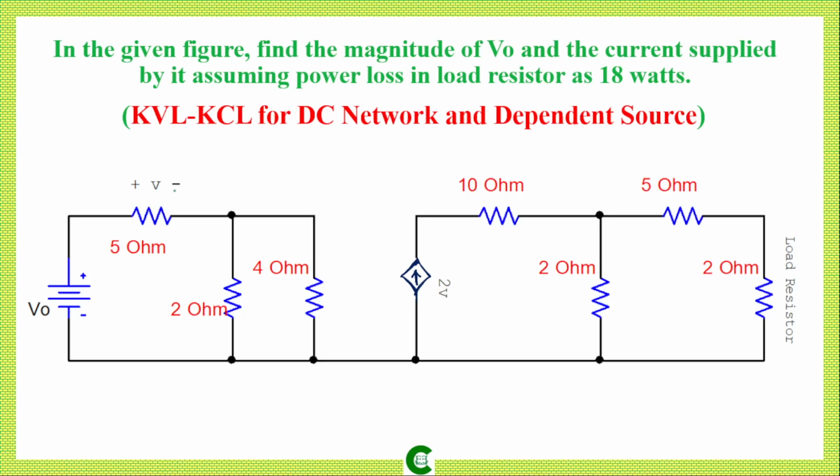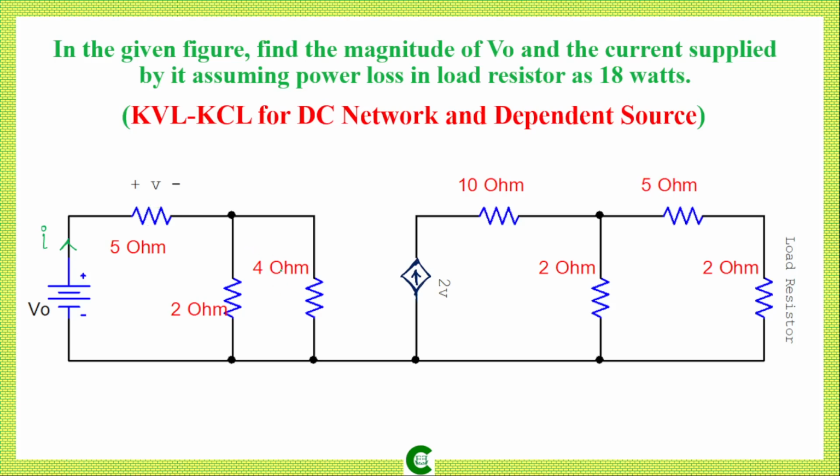So let's proceed. First we will assume that the current supplied by this voltage source V0 is I, and we can see here that this is our dependent current source, and from this arrow we can easily identify that this is a current source. The magnitude of the current of this current source is 2V, where V is the voltage drop across this 5 ohm resistor.